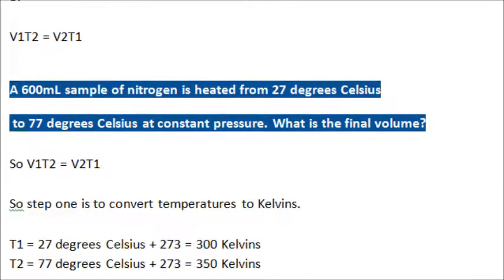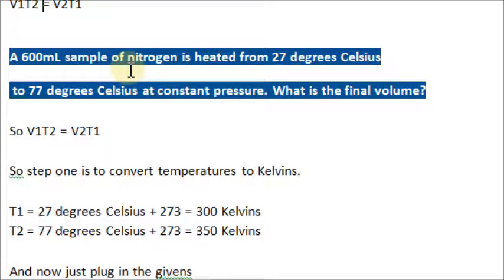Okay, sample. A 600 milliliter sample of nitrogen is heated from 27 degrees Celsius to 77 degrees Celsius at a constant pressure. What is the final volume? So, you gotta have all temperatures in kelvins. For all gas laws, all the temperatures have got to be kelvins. We went over how to convert last time, but quick sum up, you add 273 to Celsius. If you didn't get that, check out the last video.